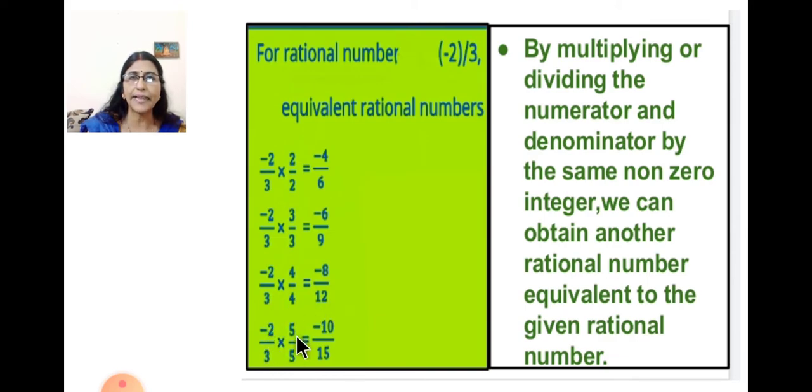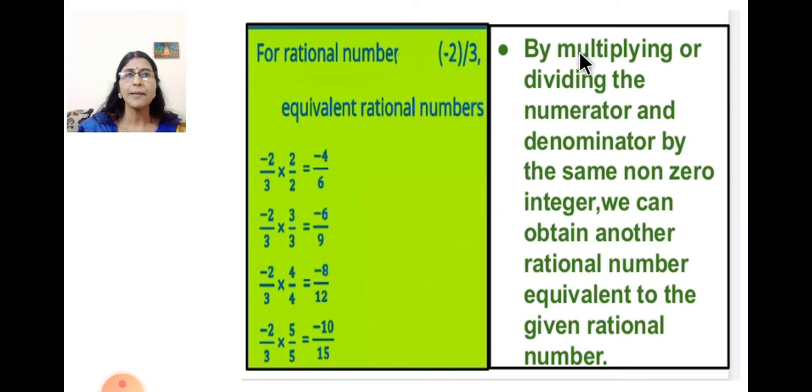And when you multiply both numerator and denominator by 5, you will get minus 10 upon 15. So they are equivalent. In the same way, if you divide this minus 10 upon 15 by 5, you will get minus 2 upon 3. If you divide this rational number by 4, you will get minus 2 upon 3, and they are equivalent.